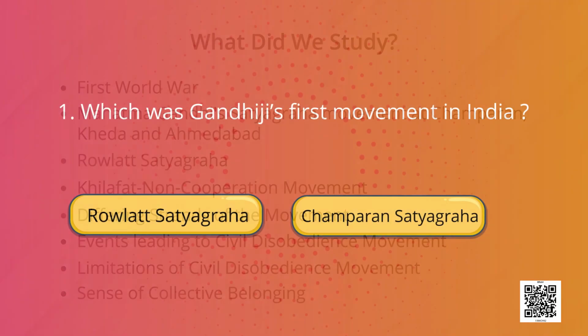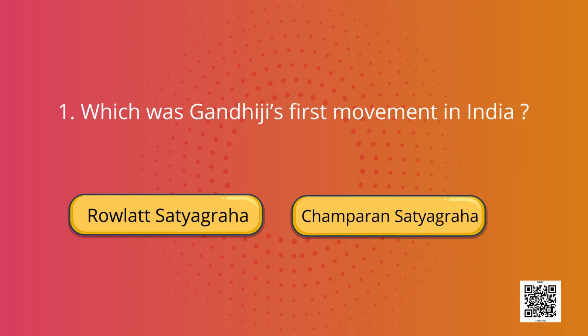Children, now it's time to move further and answer a few questions. First, we have some questions with two options and you have to choose the correct option. And the first question is, which was Gandhiji's first movement in India? And the options are Rowlatt Satyagraha or Champaran Satyagraha. And the answer is Champaran Satyagraha.